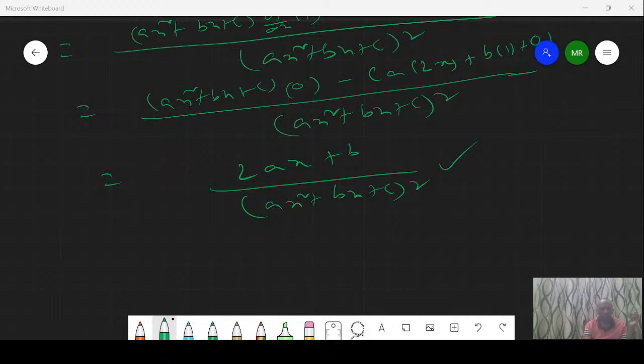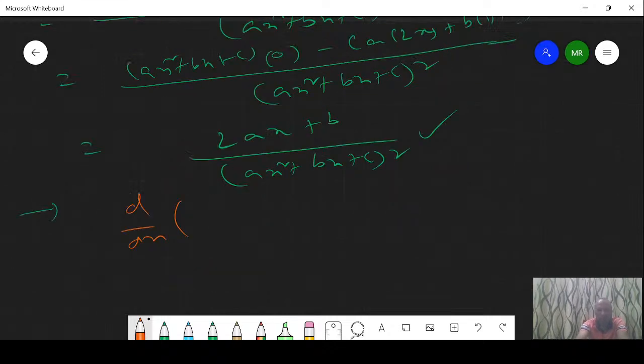Right. Then, when I look into this, the next one: find the derivative of d by dx of (ax plus b) by (px square plus qx plus r), where a, b, p, q, r are fixed non-zero constants.